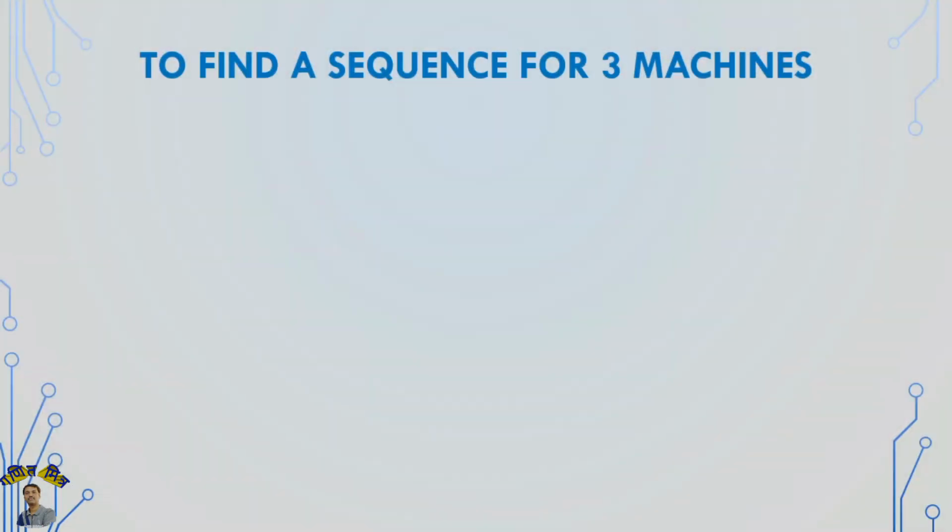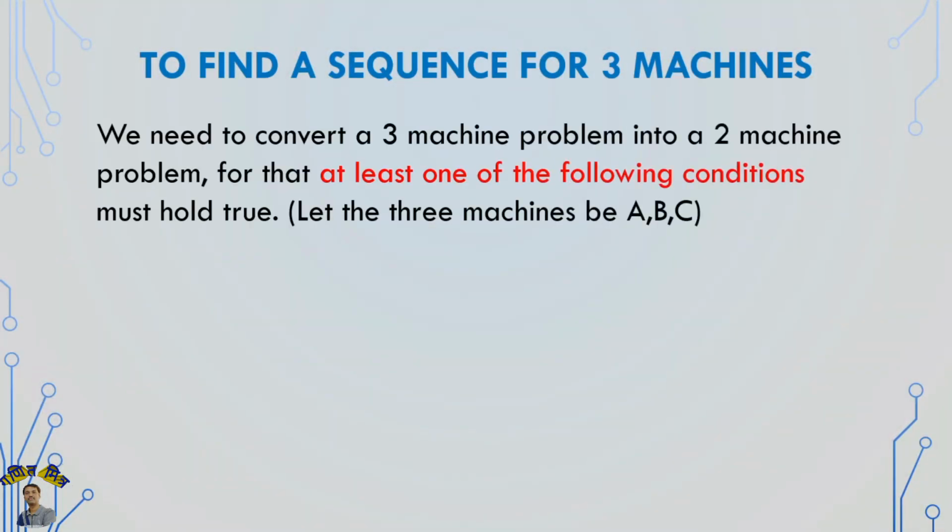How to find a sequence for 3 machines. We need to convert the 3 machine problem into 2 machines to find the sequence. For that, at least one of the following conditions must be true. So let us consider the example on 3 machines with the machines A, B and C.